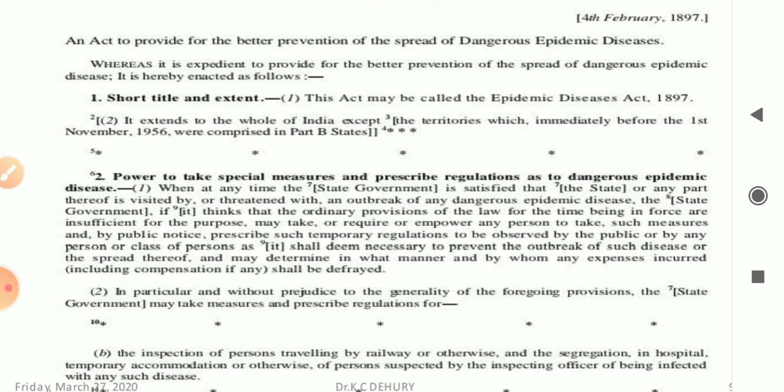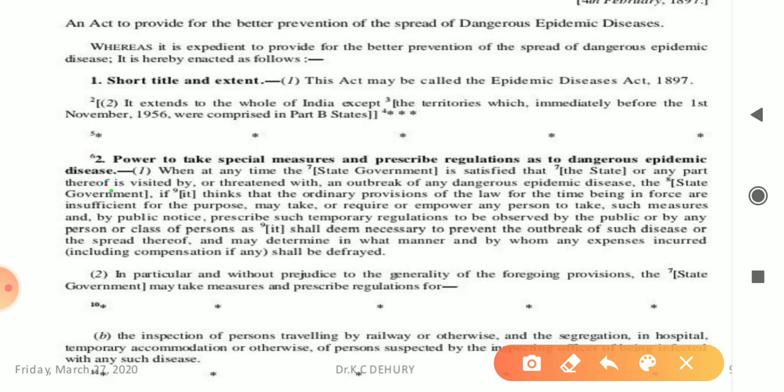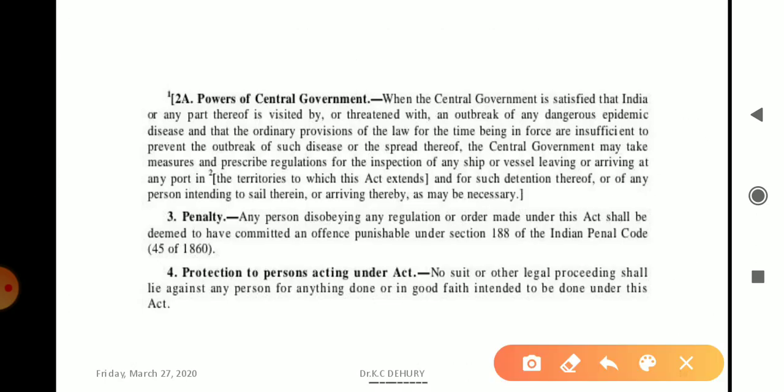So the Act deals with the role and powers of the state government during epidemic diseases. Right? What is Section 2A saying? It says the power of the central government.